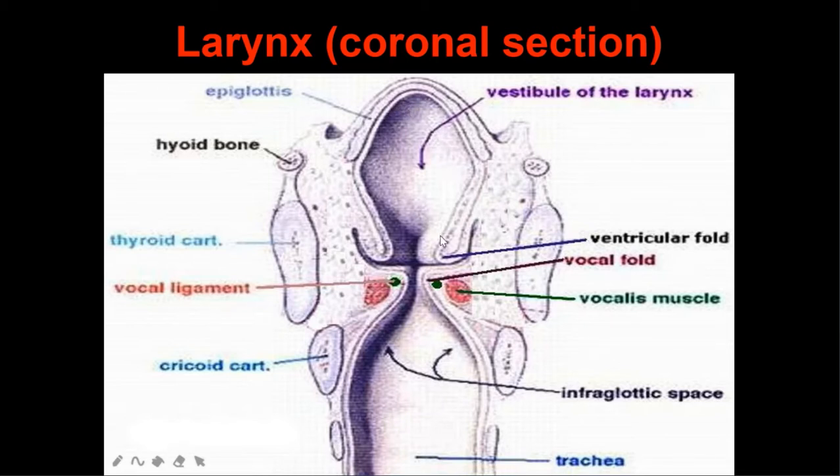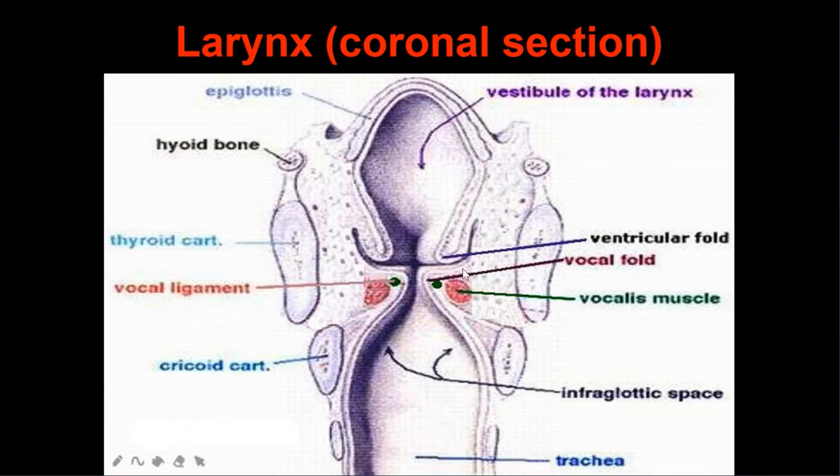From the inlet of the larynx up to the level of the false vocal cord, that is called the vestibule of the larynx. The larynx is divided into three parts by these two vocal cords, the false vocal cords and the true vocal cords. The part of the laryngeal cavity from the laryngeal inlet to the false vocal cord is the vestibule of the larynx. In between the false vocal cords and the true vocal cords is the ventricle of the larynx.